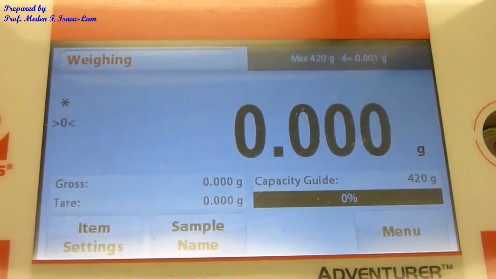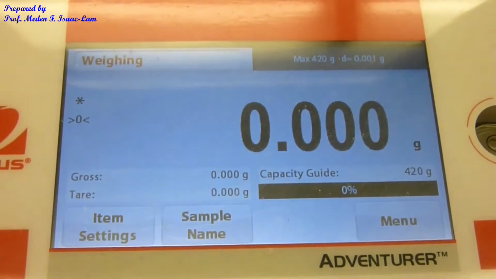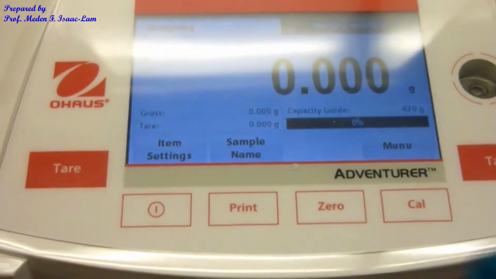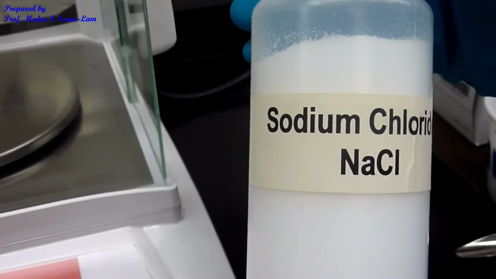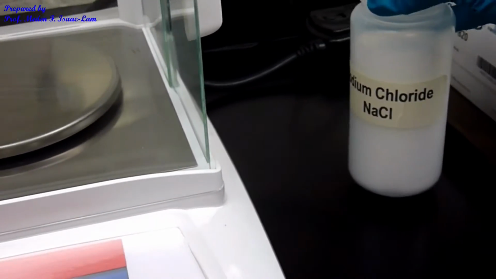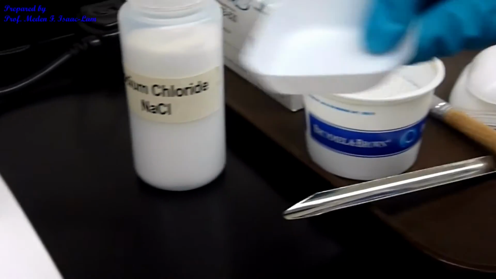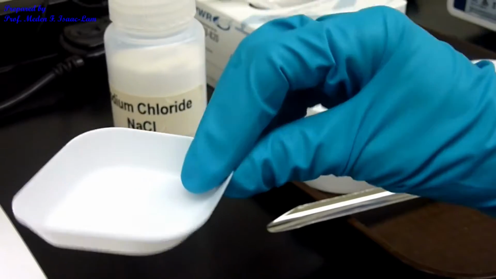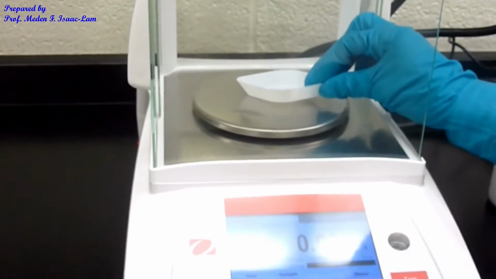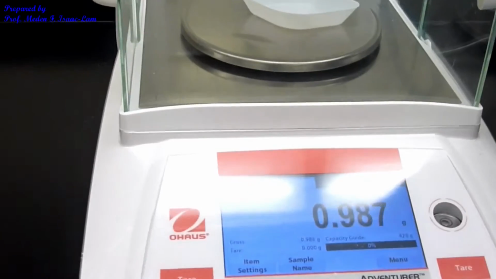So we're now by the balance, and by now you know how to weigh. The balance is zeroed, so it's 0 right now. The salt is sodium chloride, NaCl, also referred to as table salt. The process to weigh is I have the weighing boat, and I'm going to put it inside the balance, like that.